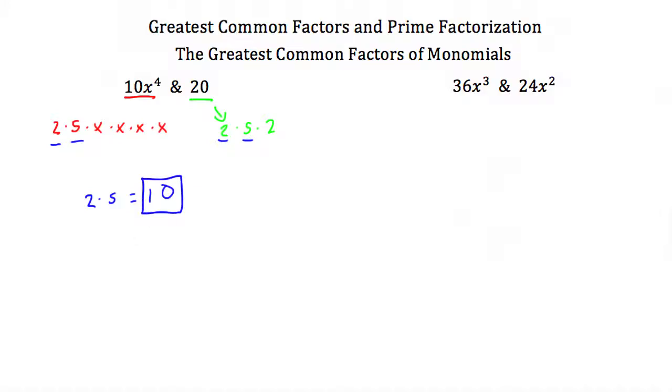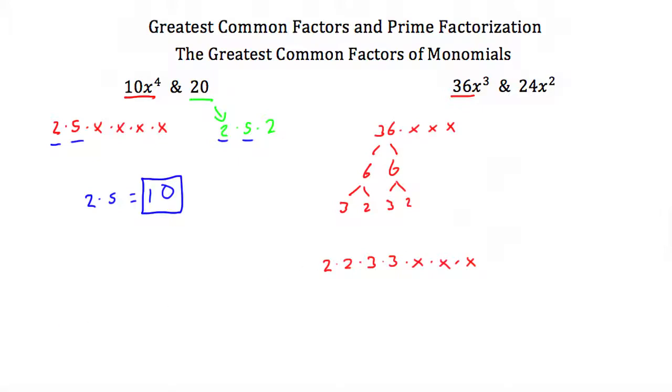Now let's look at our next expression here. We have 36x cubed and 24x squared. Well, I can get 36x cubed by multiplying 36 times x times x times x. And 36 can be broken down into 6 times 6, and 6 can be broken down into 3 times 2. So my prime factorization of 36x cubed would be 2 times 2 times 3 times 3 times x times x times x.